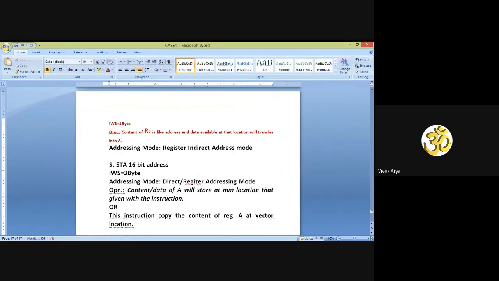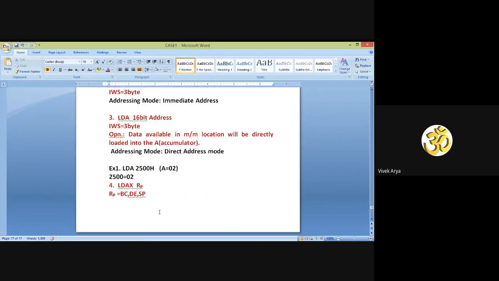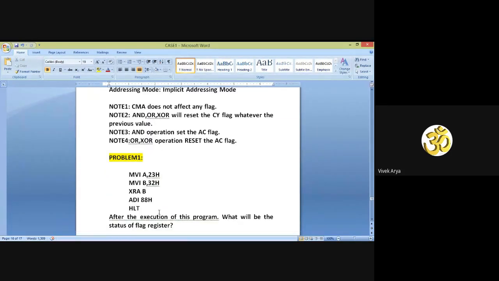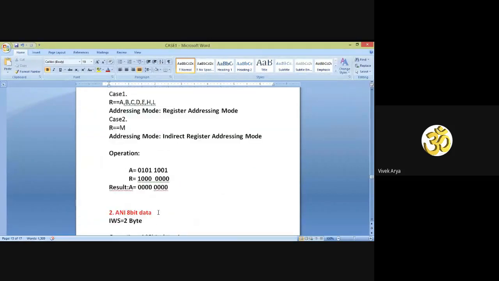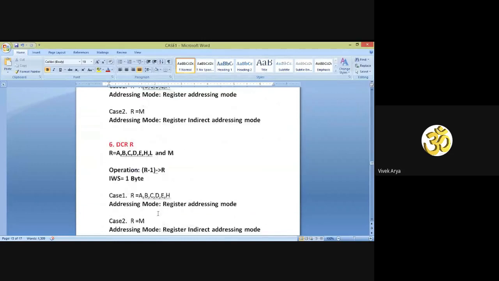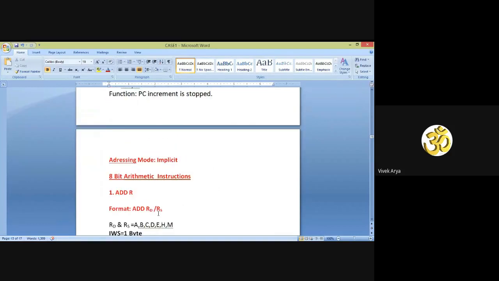Okay. So after the execution of STA 2500H, what will happen? The content of accumulator is directly transferred at this location, or you can say the content of accumulator is stored at this location. Now we are moving towards our 5th or 6th class, where we have used STA instructions in our programming. I will show you with an example.